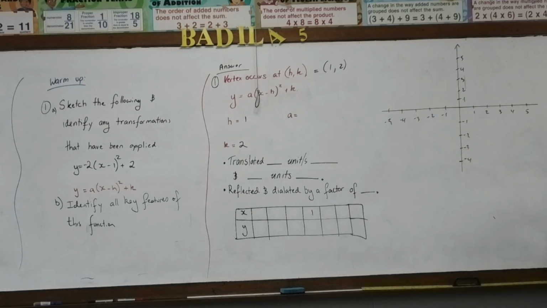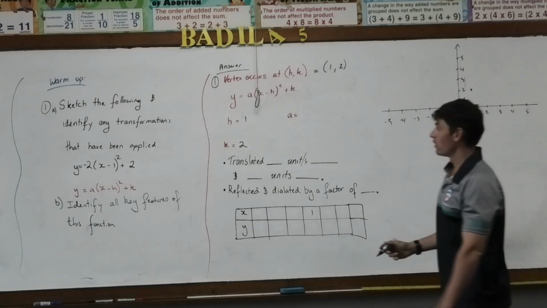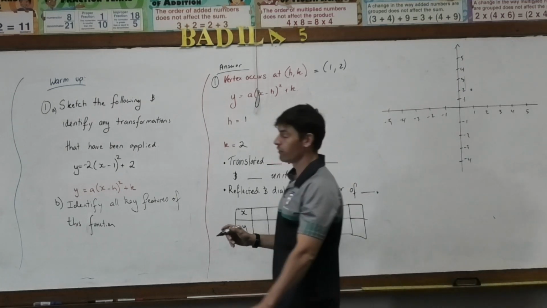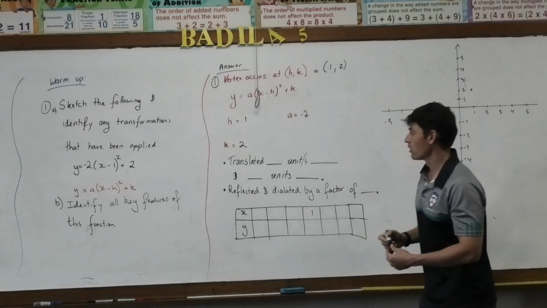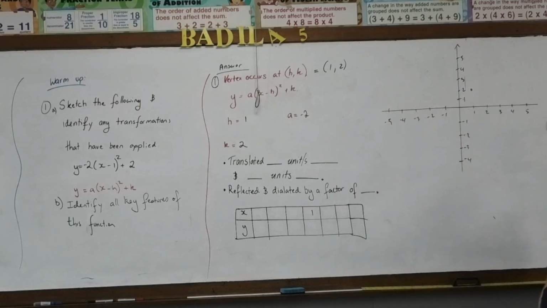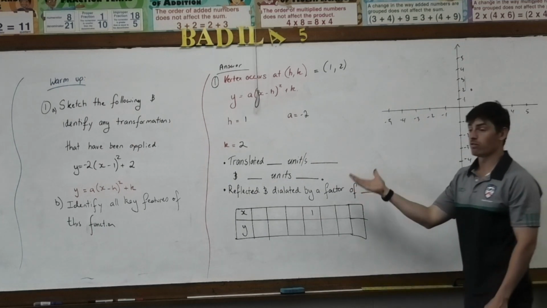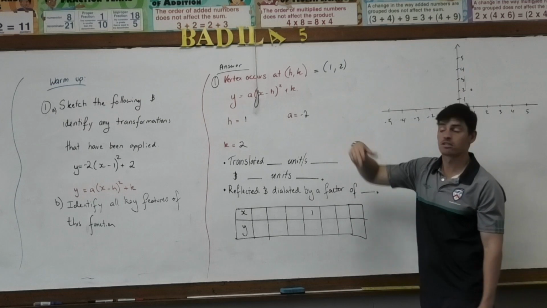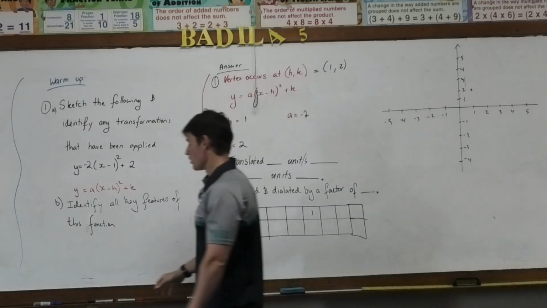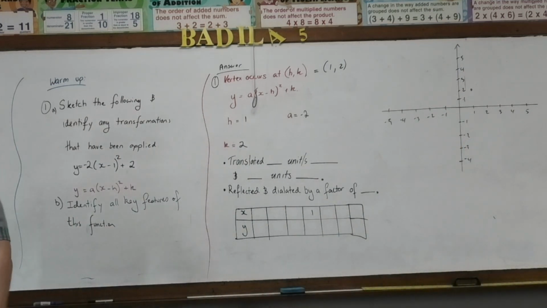So I've already identified that a key point occurs at 1, 2, and I put a little dot on my graph there. I then identify that I've got an a value of negative 2. The negative is important here. It's going to be reflected, so you flip it upside down, so it looks more like an M than a U.